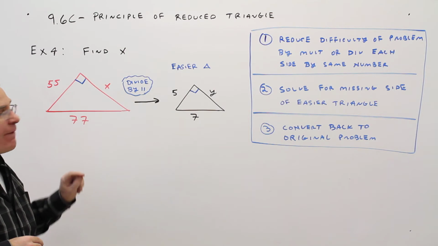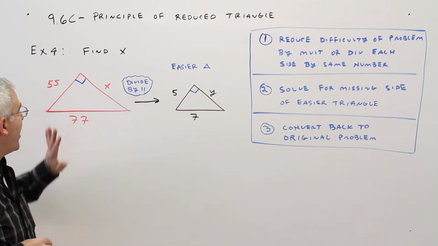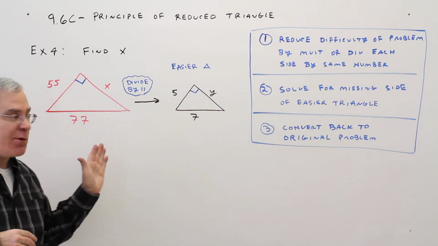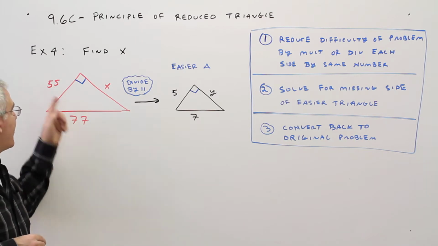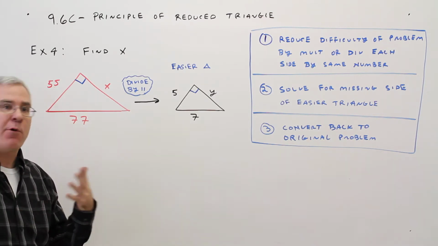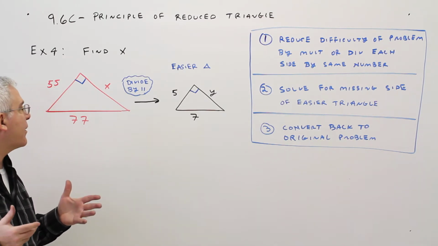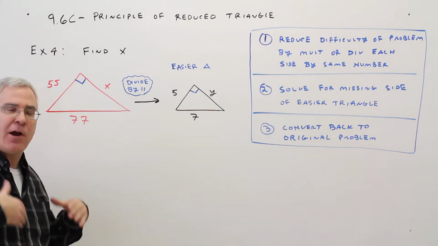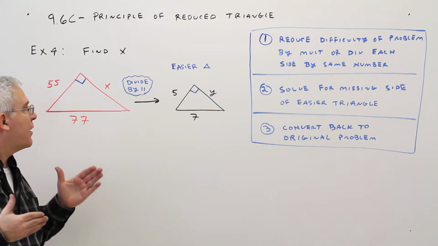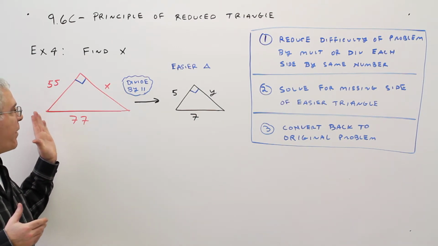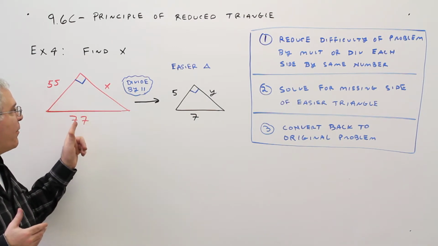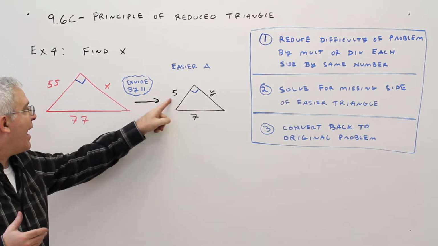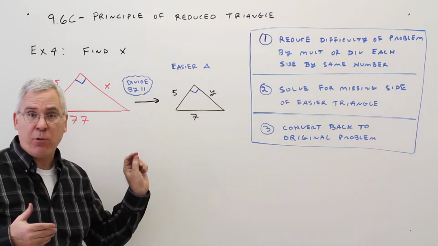Alright, so here's example 4. We want to find the value of x. Okay, we've got a right triangle. We can certainly use the Pythagorean theorem. It's just the numbers are really large, and let's suppose we don't have our calculator and want to do it by hand. Notice that 55 and 77 are both multiples of 11. So we could simplify this by dividing each side here by 11. So 5, 7, and a new variable y.